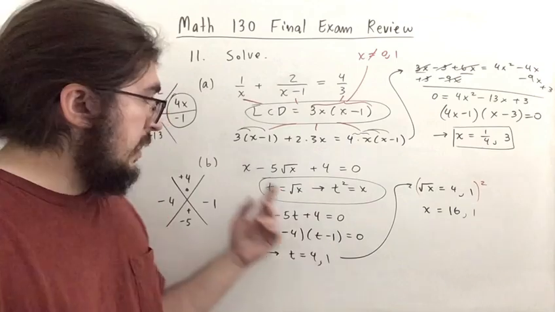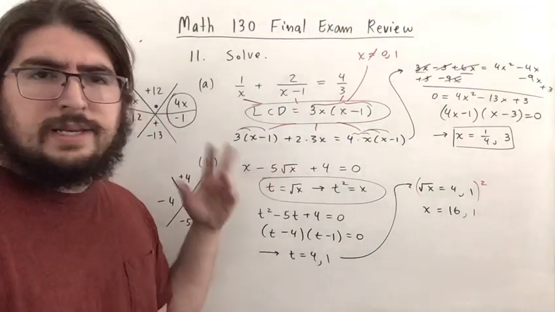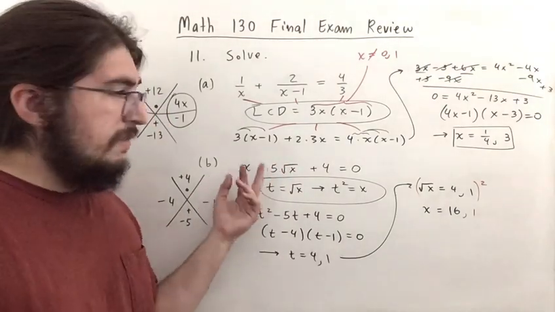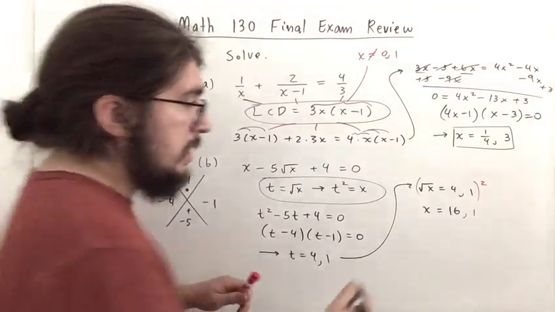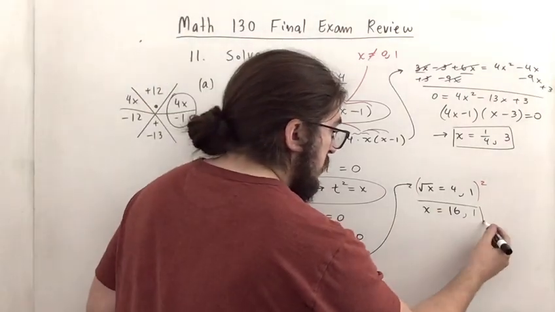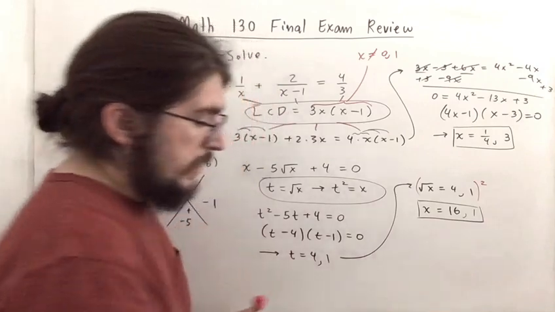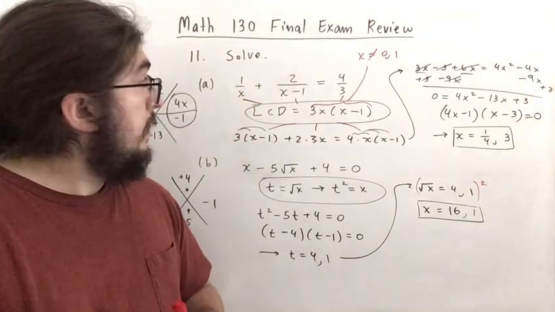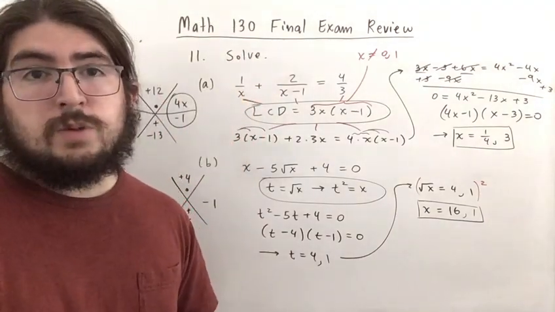Well, 1 also works, actually. You get 1 minus 5 times radical 1, that's just 5. So 1 minus 5 is negative 4, plus 4 is also 0. So these actually both work. No extraneous solutions there. How interesting. Great. So that was 11. Now moving on to number 12.